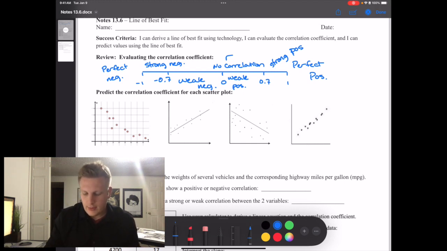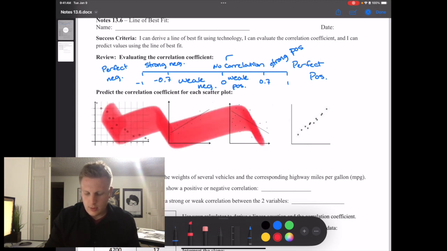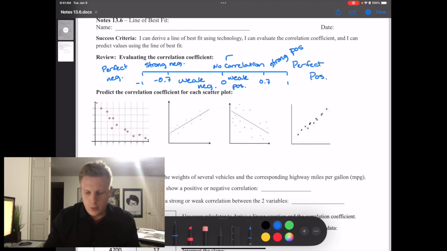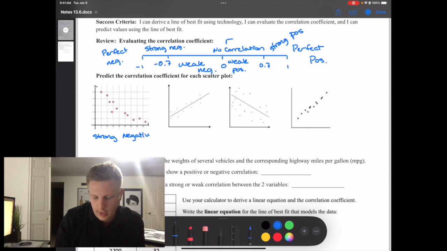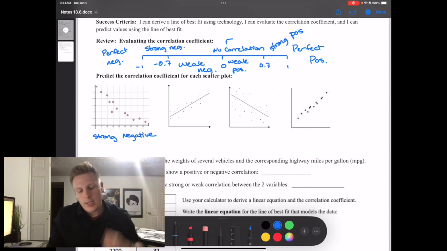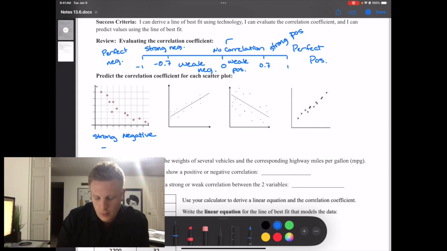So looking at these graphs down below, what we're going to do is really quickly determine what this correlation coefficient could be. As I'm looking at this first one, the points are really close together, and so it's definitely going to be strong. It's going downhill, so it's going to be negative. And so I know that my correlation coefficient is somewhere in between that -1 and that -0.7.